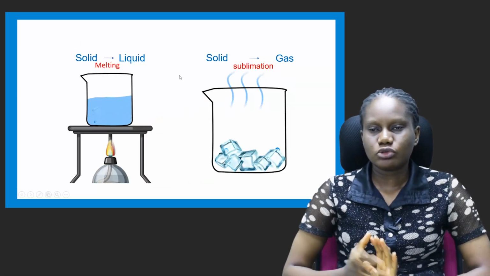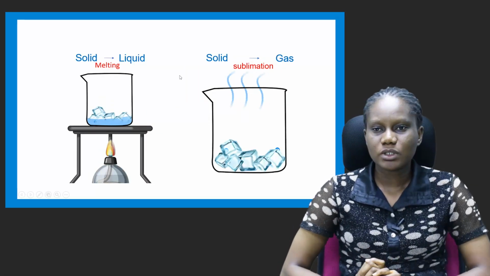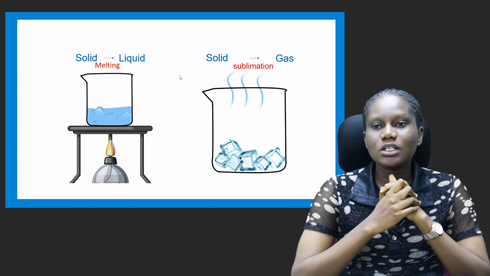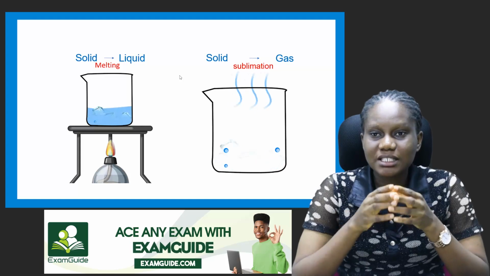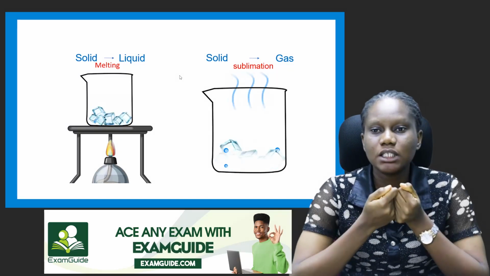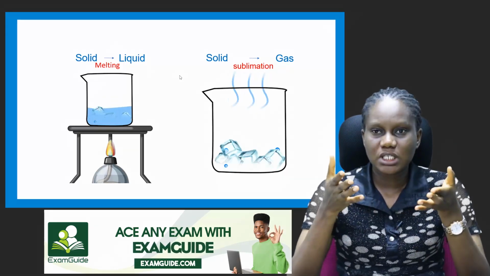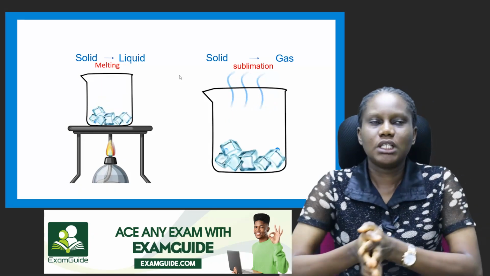So let's look at this illustration. You can see solid to liquid, melting. You can see this solid is suddenly changed to liquid, and you can see a fire underneath to show that there's heat that was applied to facilitate the process from solid to liquid.